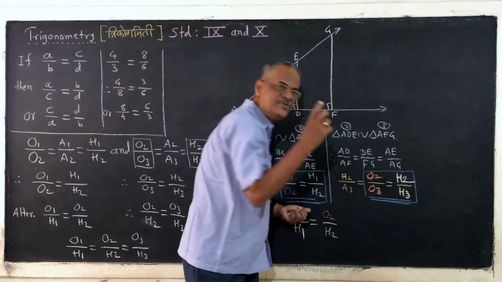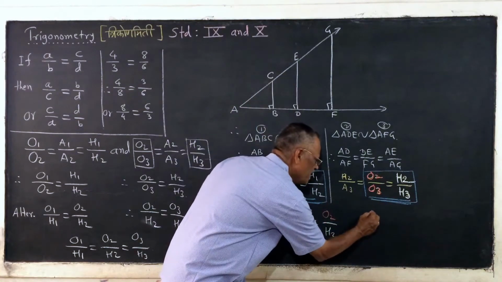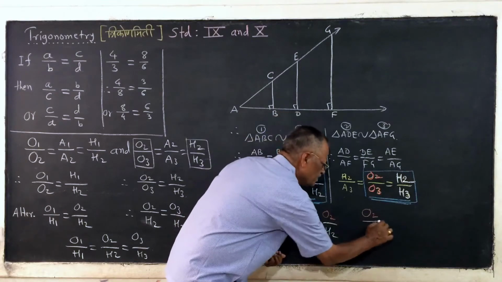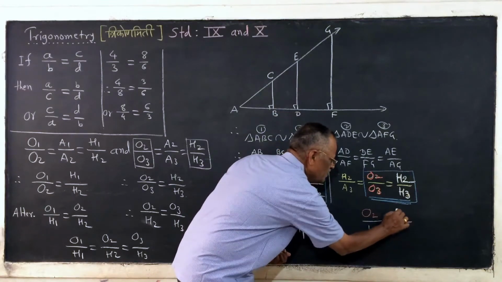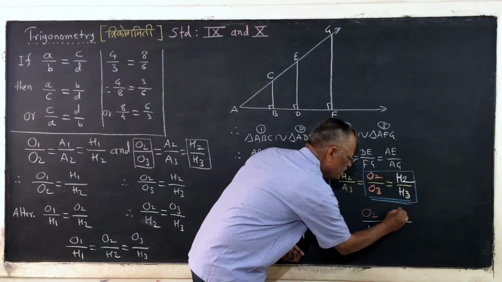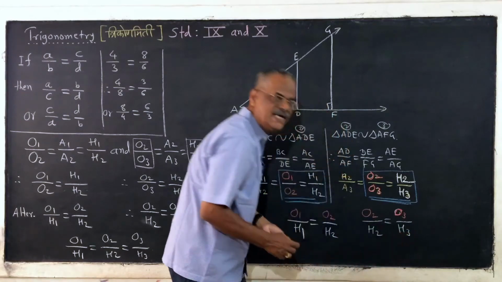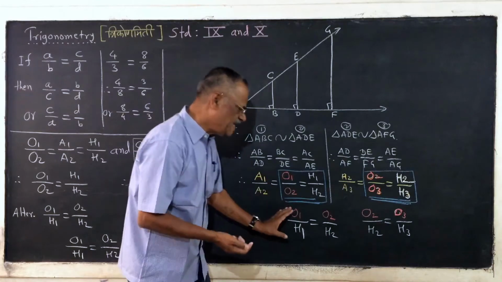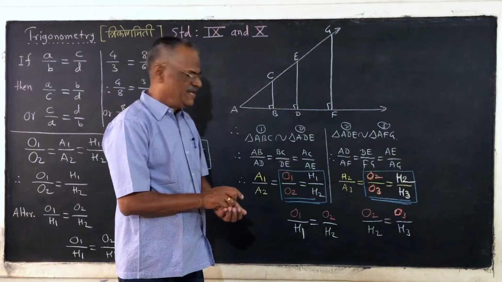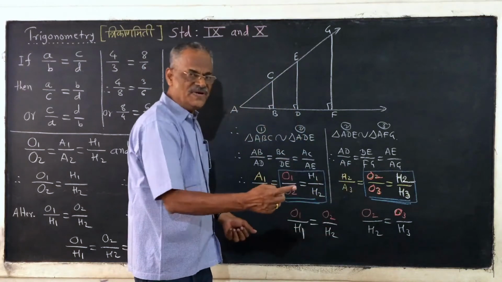And here, if you use alternando, what result do you get? By alternando, O2 upon H2 is equal to O3 upon H3. And when we use that alternando, you find a very important result. You can see that O2 upon H2 is the same ratio.